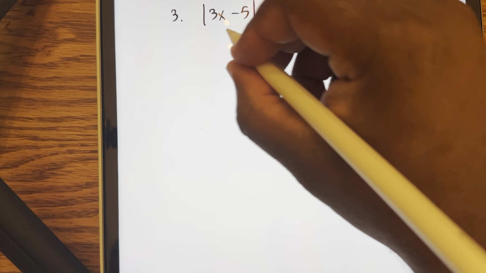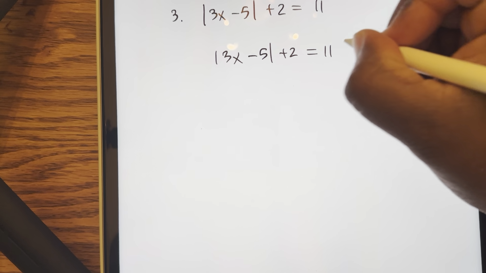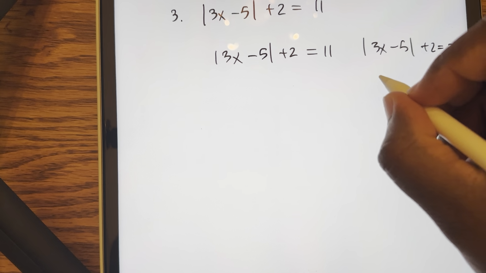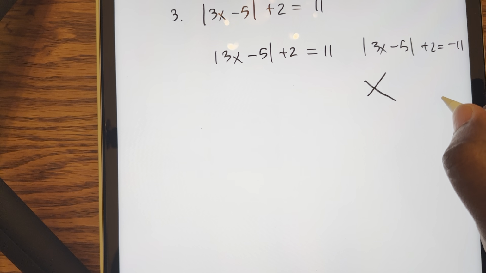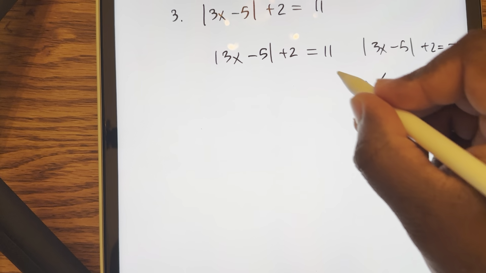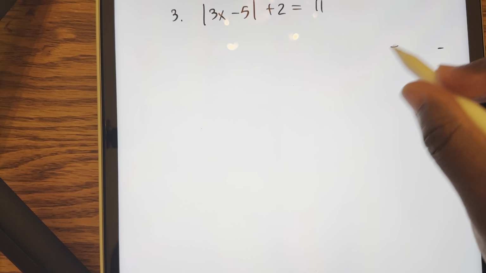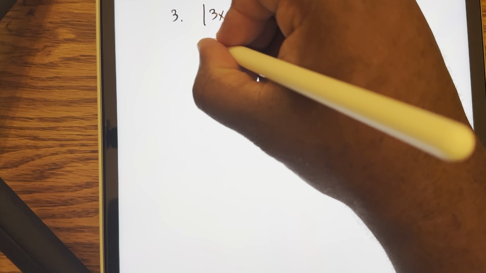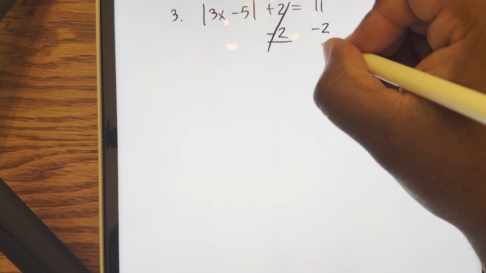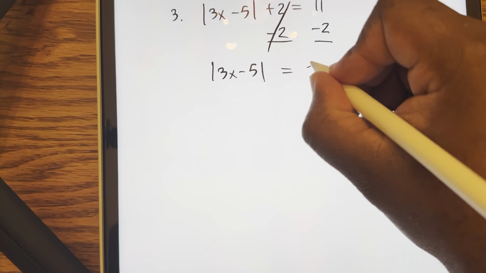What I mean by that is, in this situation, doing this would be incorrect, okay? So you want to make sure that first you isolate for the absolute value to be by itself, and then you do your positive and your negative. So in this situation, to do that, let us subtract 2 from both sides. That gives us the absolute value of 3x minus 5 is equal to 9.